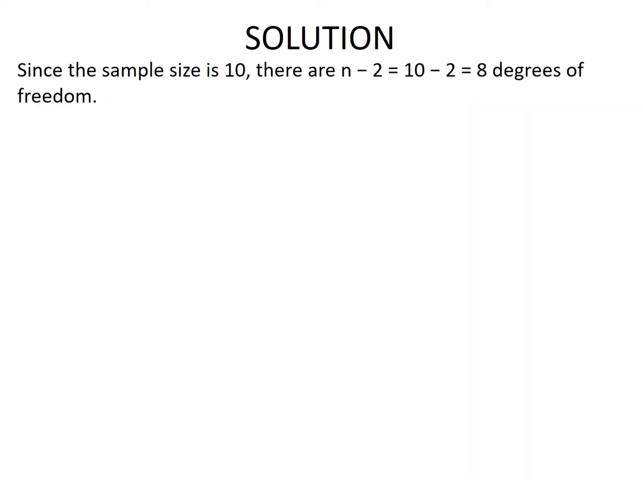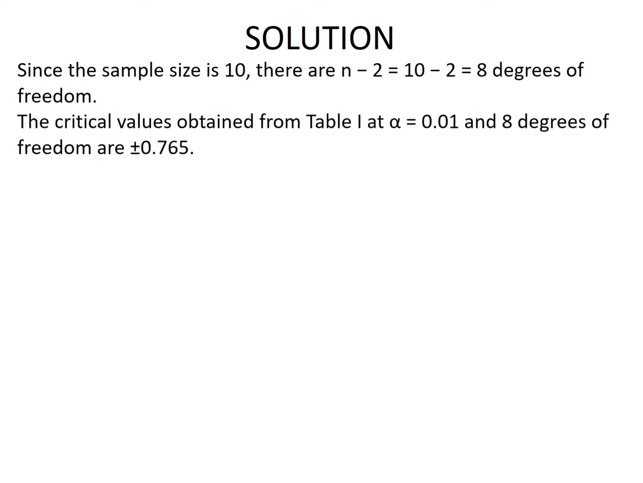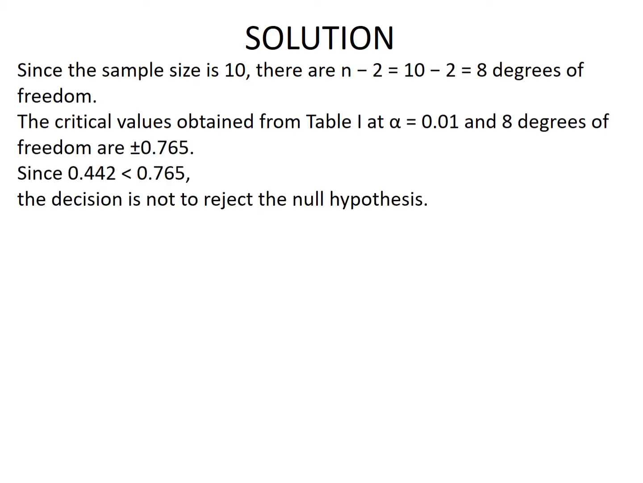Solution: since the sample size is 10, there are n minus 2, so 10 minus 2 equals 8 degrees of freedom. For any correlation problem, degrees of freedom will be n minus 2. And we are using table F or table I, which is a t table and table I. Table I is just a refined version of table F. The critical values obtained from table I at alpha equals 0.01 and 8 degrees of freedom are plus or minus 0.765. Since 0.442 is less than 0.765, again 0.442 was the value of r that was given to us in the original problem, the decision is not to reject the null.